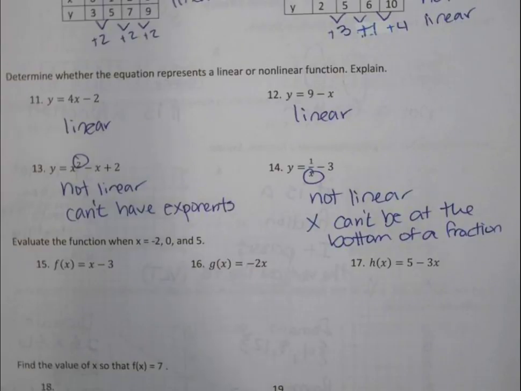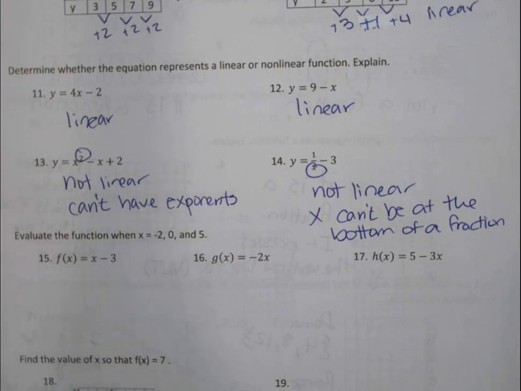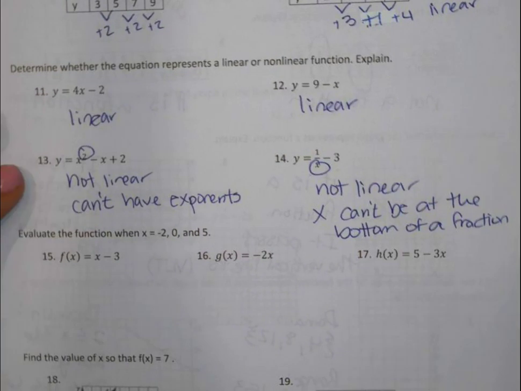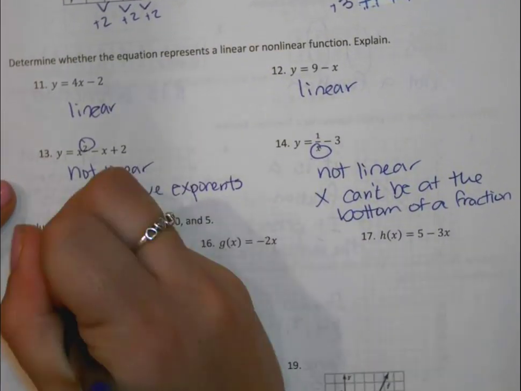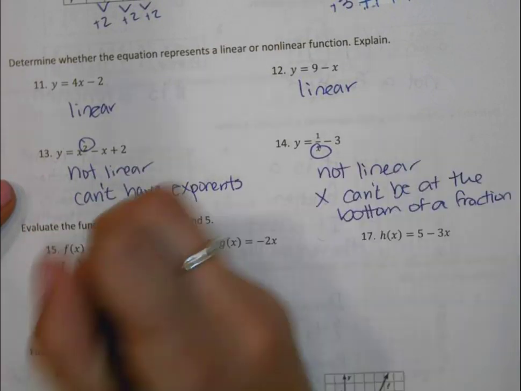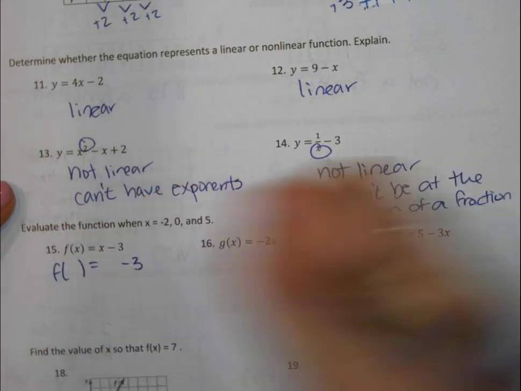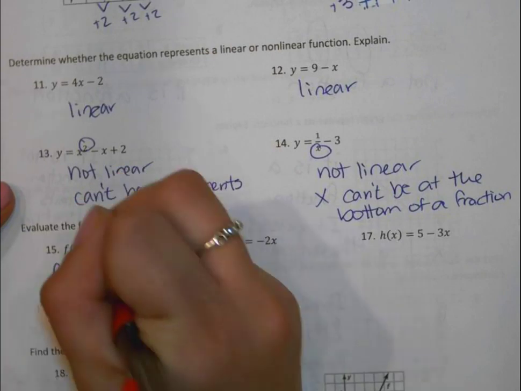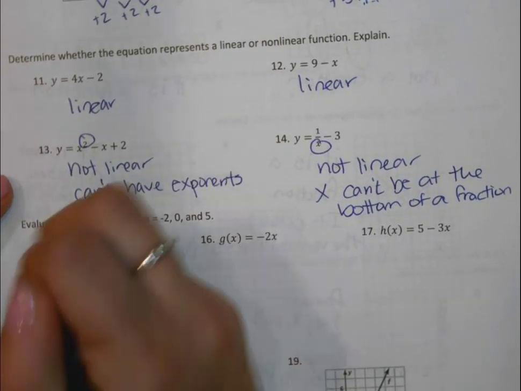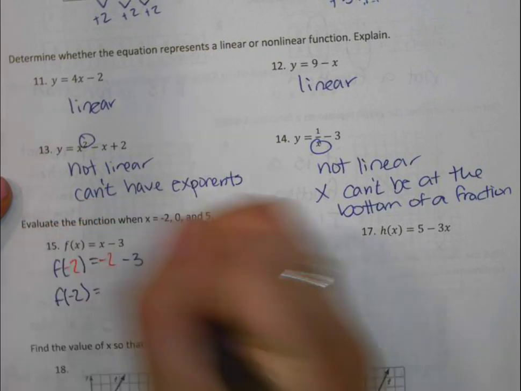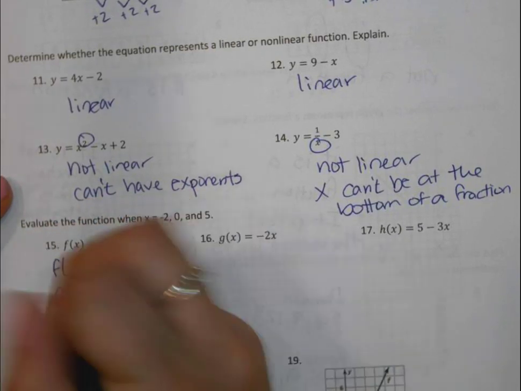Okay. Numbers 15 through 17 want me to evaluate when x equals -2, 0, and 5. I'm just going to do -2 for the first one, 0 for the second, 5 for that. So I have f of -2 equals -2 minus 3. I plug that in for x. So then I just go ahead and rewrite. I have f of -2 equals -5.